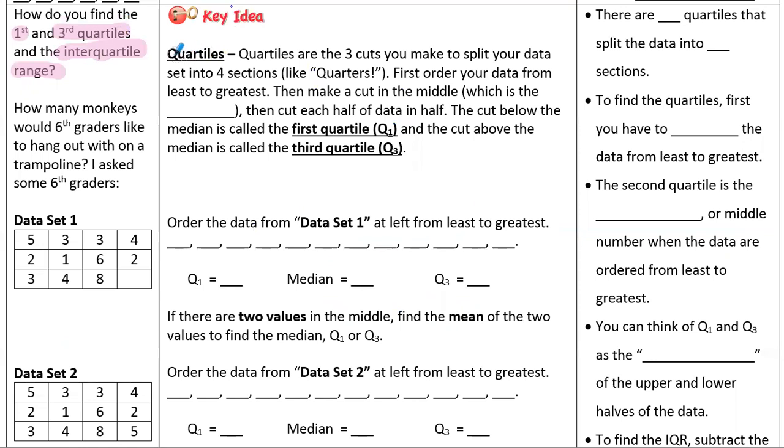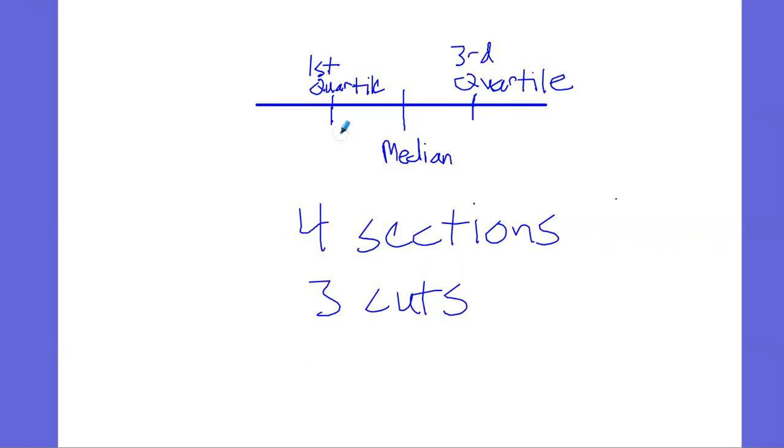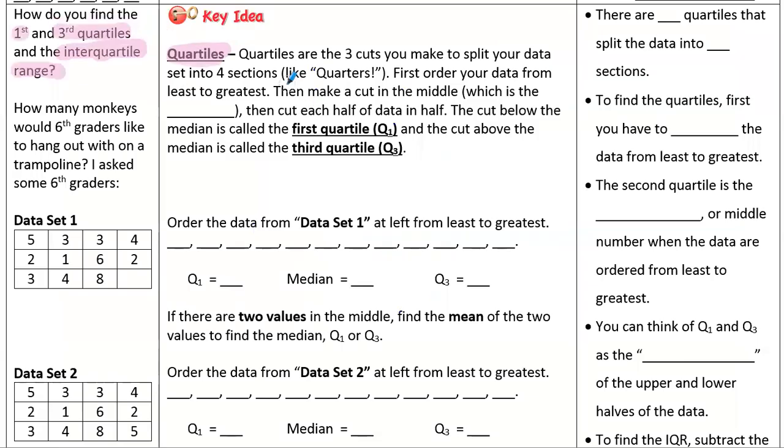First, quartiles. Doesn't quartile sound like quarters? How many quarters does it take to make $1? 1 quarter, 2 quarters, 3 quarters, 4. 4 quarters, 3 cuts. Quartiles are going to be the 3 cuts you make to split your data into 4 sections, like quarters.